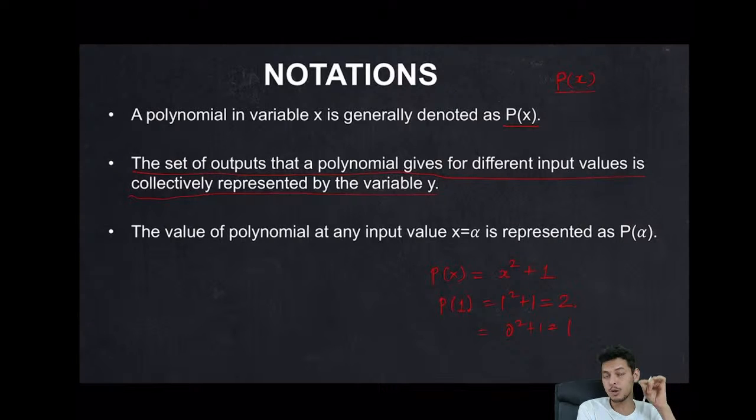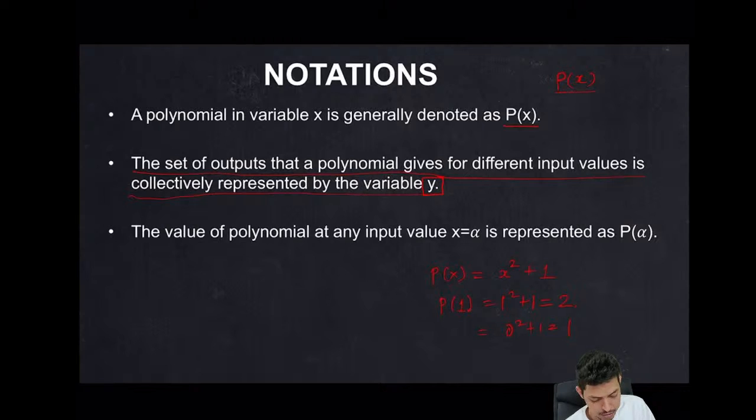So for every chosen input, there will exist an output, and all these outputs collectively we represent by variable y. Of course, if the input is variable, then the outputs are also going to be variables. So remember, y is a variable to represent the output of the polynomial.